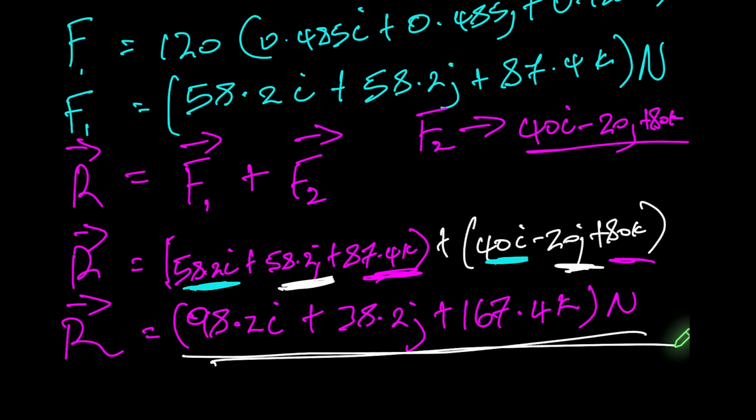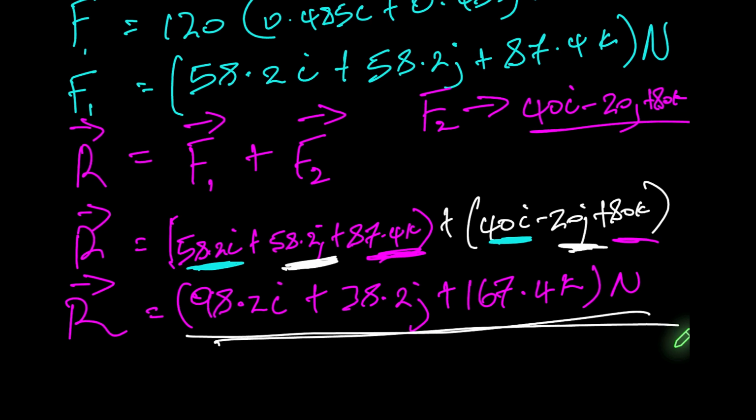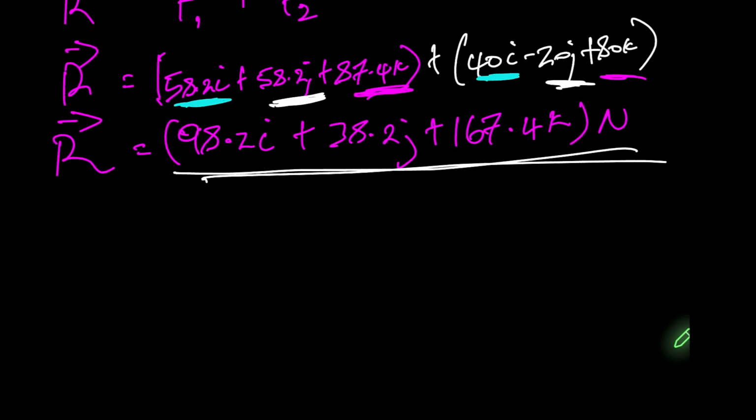Now the resultant force is just the overall combined effect of both forces. So we simply added the x components together, the y components together, and the z components. One important thing is to never add the magnitudes directly unless the forces act in exactly the same direction. So now we can find the magnitude of this resultant force. Let's do that.